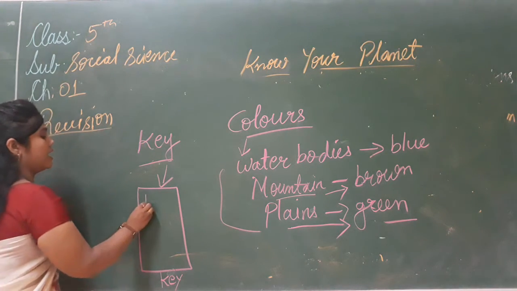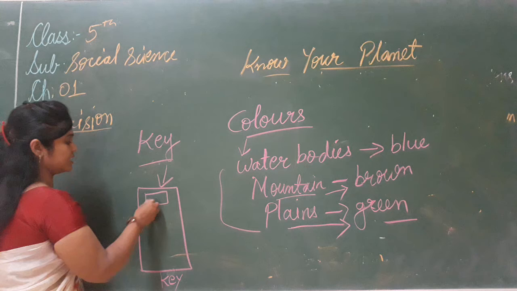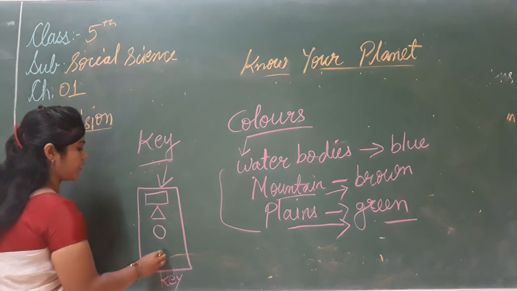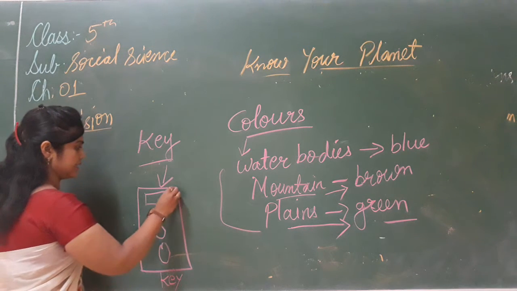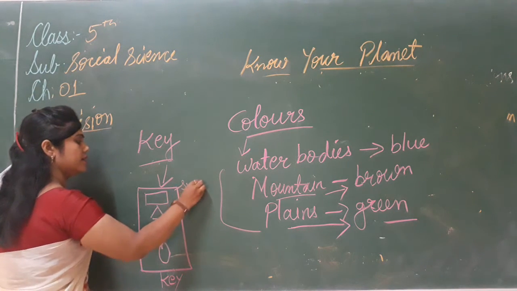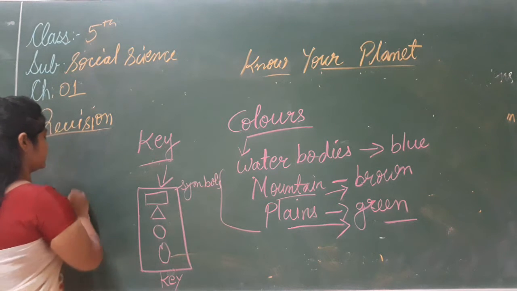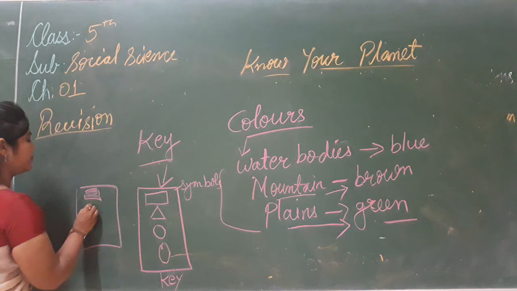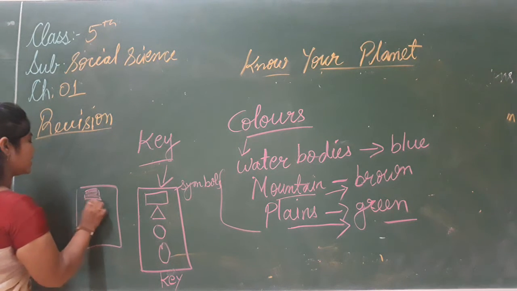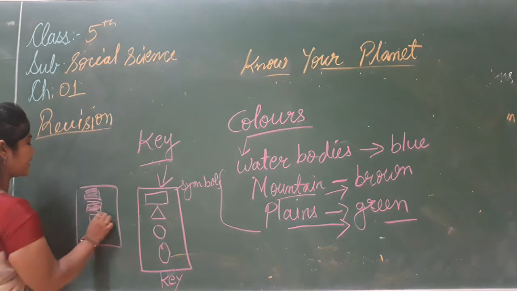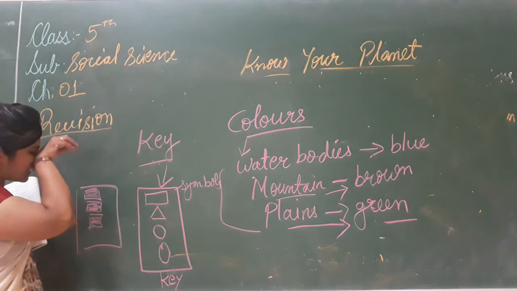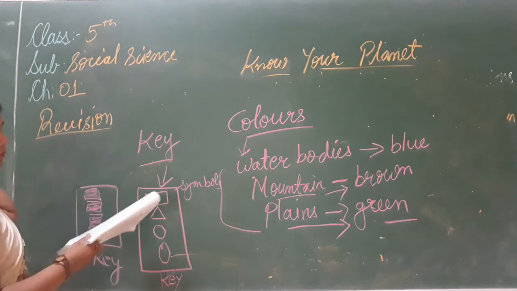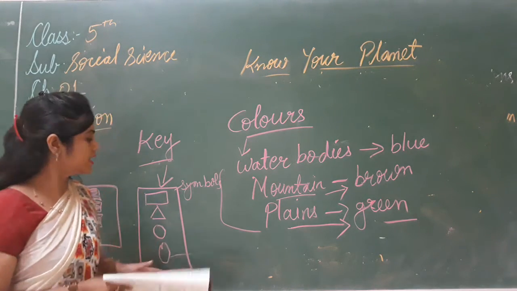Which type of color we used in map, which type of symbol we used. These are the symbols, and the colors given are red, blue, orange. So these are the key. What is key? Key is given on a map to help us to understand.